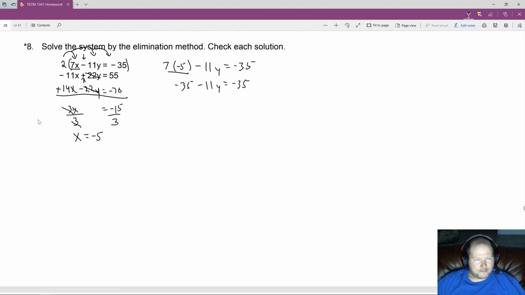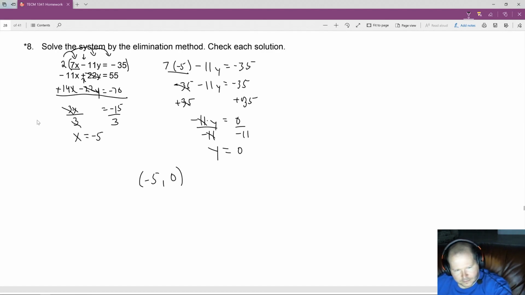Then we would say we want to undo or get rid of this negative 35 by adding 35. And whatever you do to one side, you do to the other. It gives me negative 11y is equal to 0, because negative 35 plus 35, those just disappear. And then we undo the multiplication of y by 11 by dividing by negative 11. Whatever we do to one side, we do to the other. y is equal to 0. So the answer to this one is negative 5, 0.